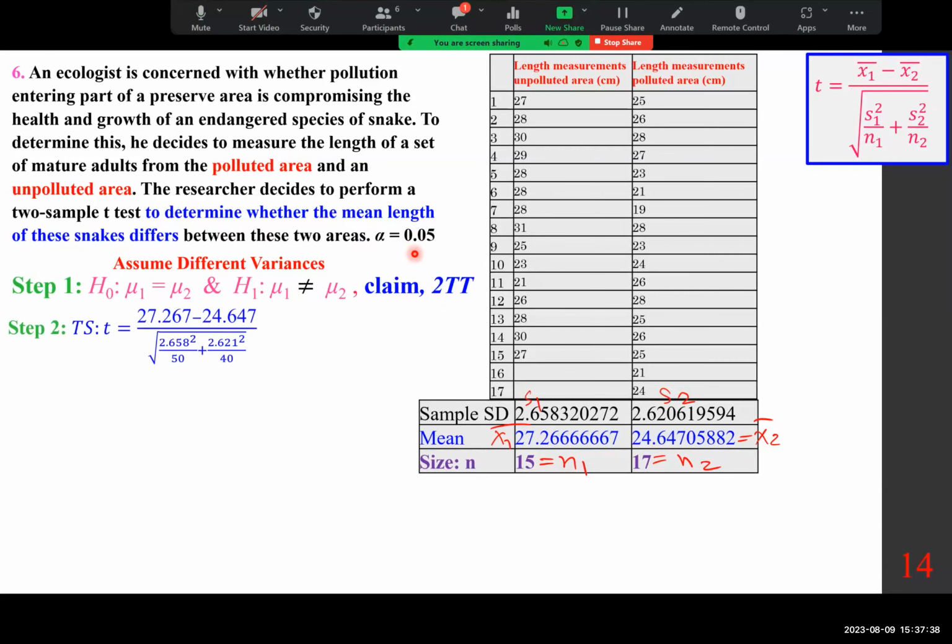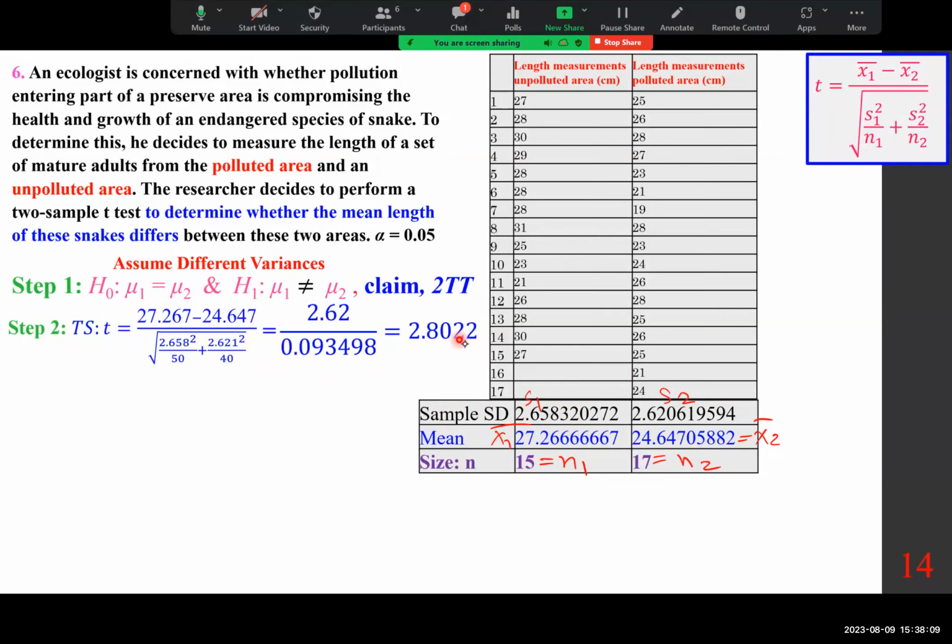The second step is to calculate the test statistic using the formula. That's why we've done this. X1 bar minus X2 bar over the square root of S1 squared over N1 plus S2 squared over N2. I didn't use as many decimals here. It's hard to fit it there. When you do the calculation, you really do the rounding at the end. So the test statistic is 2.8022.